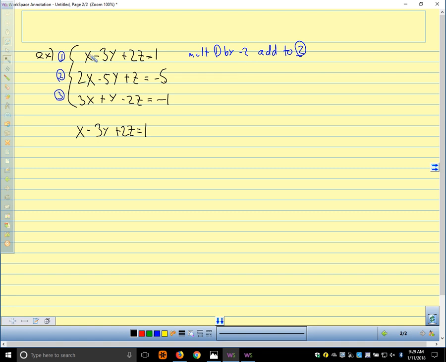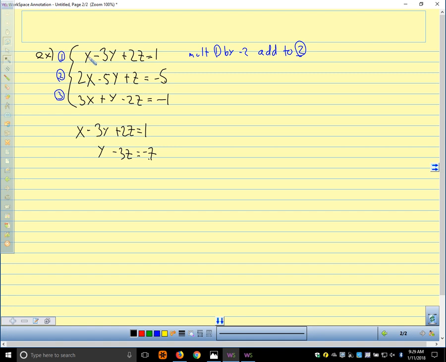So we get -2x plus 2x. I get a 0x. I get a 6y minus 5y. So I get a y here. I get a -4z plus z. So -3z. And I get a -2 minus 5. I get a -7. So that's what I get after I did this step.